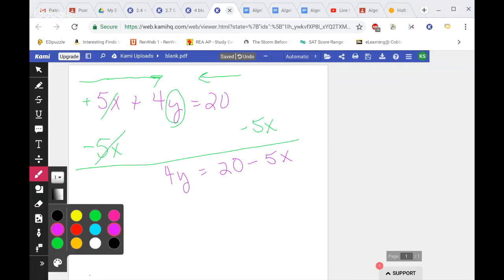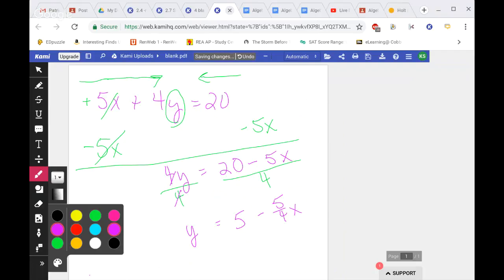And now the y is being multiplied by 4. So how do I undo multiplication? Division. So I'm going to divide both sides by 4. And then that will leave me with y equals, and then 20 divided by 4 is 5. And then here, I just am left with a fraction, which is okay.